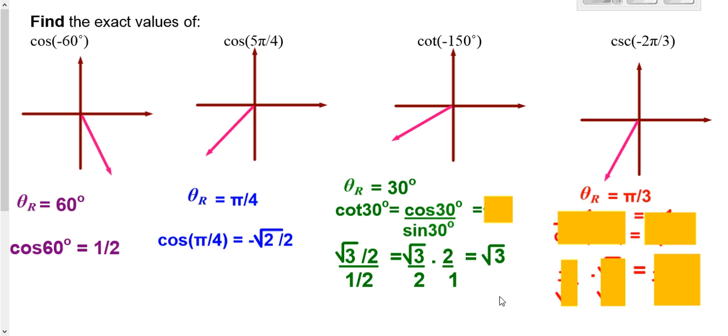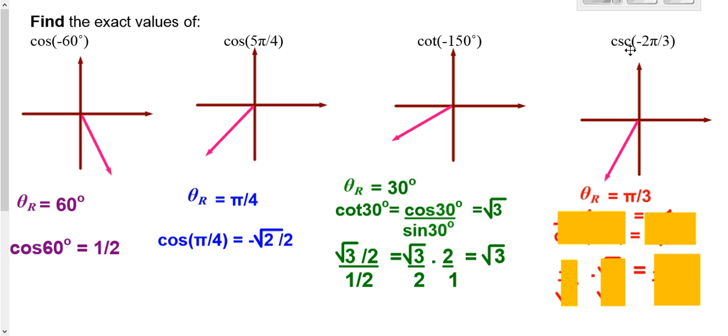Now you have to decide if it's positive or negative. When you're looking at this quadrant here, sine is negative, cosine is negative. Also, your x and y are both negative. Remember, tangent and cotangent, you're dividing x and y. If you divide two negatives, you get a positive answer. So you end up with just positive root 3.